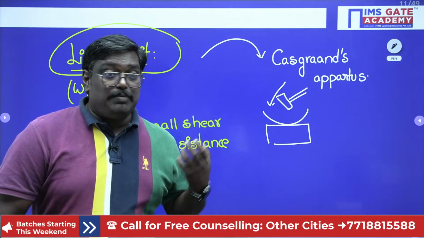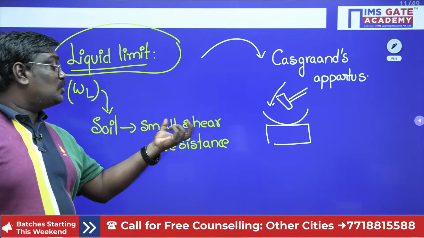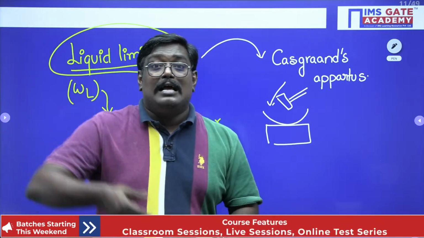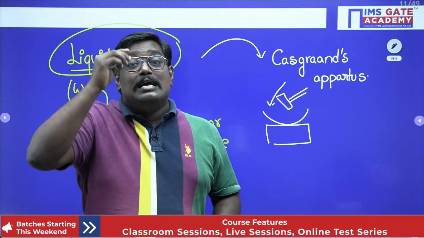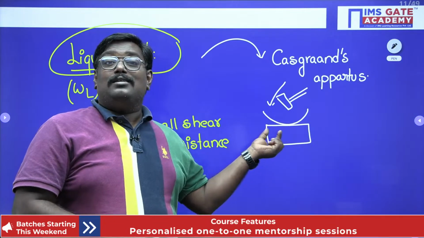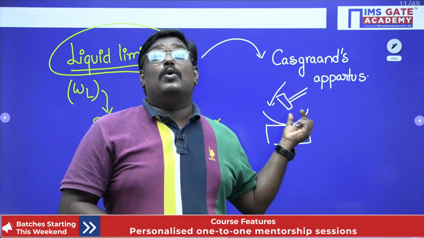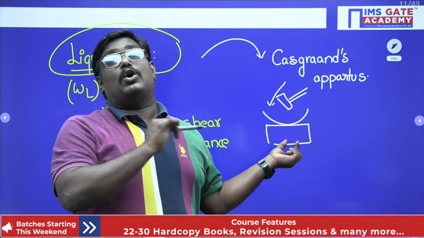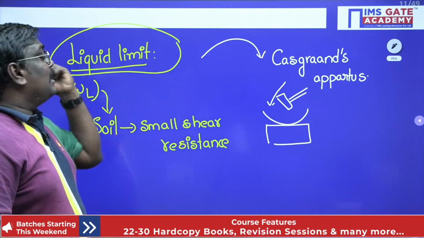So, shall I explain you the theoretical part? It is the minimum water content at which the soil has small shear resistance. When I talk about the practical part, a soil is cut by a groove. There are some standard dimensions for that. On impact of 25 number of blows, the soil will move a distance of 12 mm. Whatever the minimum water content at which the soil moves for a distance of 12 mm under 25 blows, that will also be considered as liquid limit.